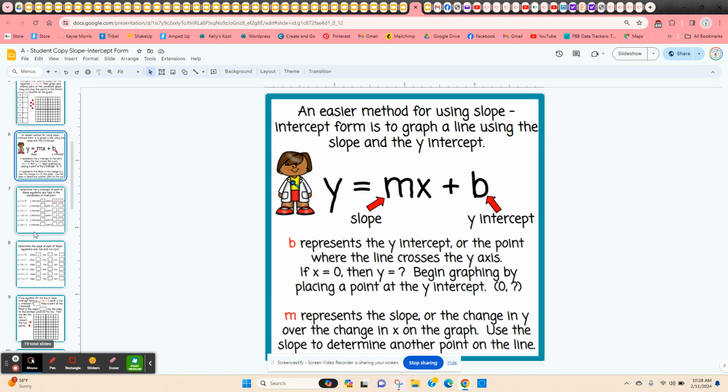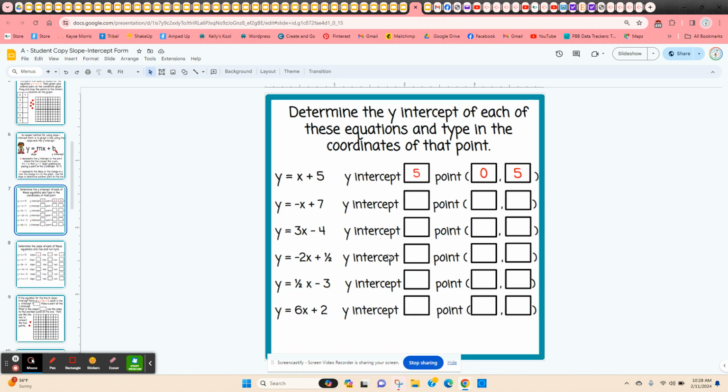So on the next slide, all they're going to be doing here is determining the y-intercept. So they're given an equation, and it's going to be this number here. It's going to be 7. And what is that point that they're going to plot? It would be 0, 7. It's just some practice so students know how to do this. So here the y-intercept would be -4, and the point would be 0, -4, and so on. And once they've done this a few times, it becomes much easier for the students.